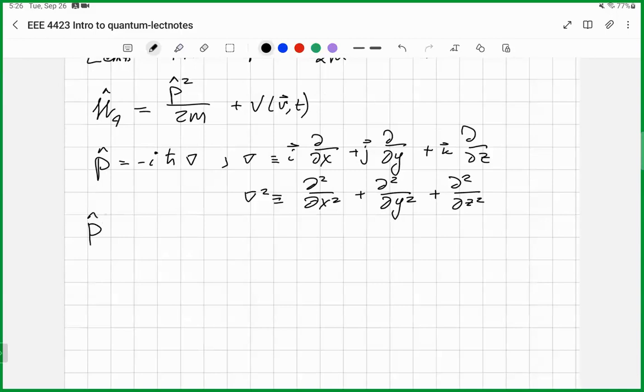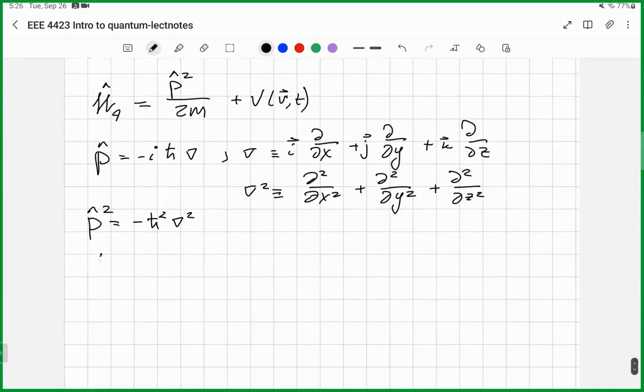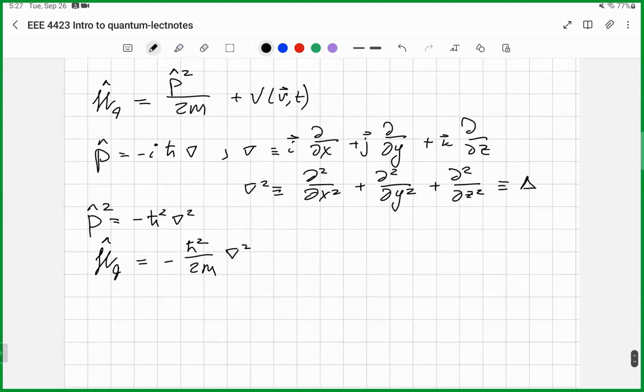So since the square of the momentum operator is given by minus h bar squared nabla squared, the Hamiltonian operator is equal to minus h bar squared over 2m nabla squared plus V. Nabla squared is also known as the Laplacian and is denoted by this triangle.